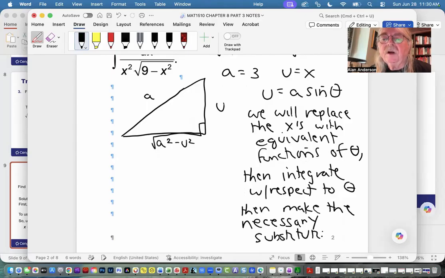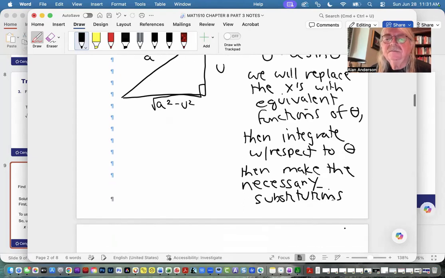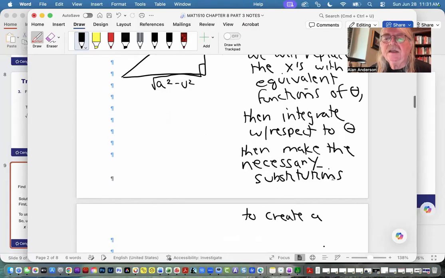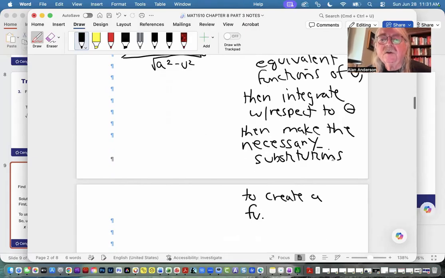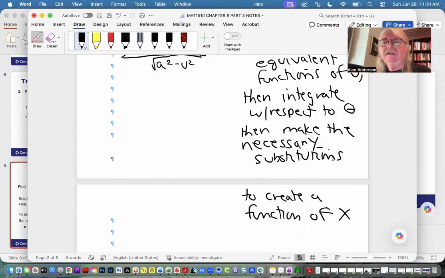Because ultimately we want the answer to be a function of x, not theta. So to create a function of x, that's in a nutshell what we're actually doing here. But the motivation is to simplify everything, because right now, the way things stand, I don't think we can integrate this with respect to x.